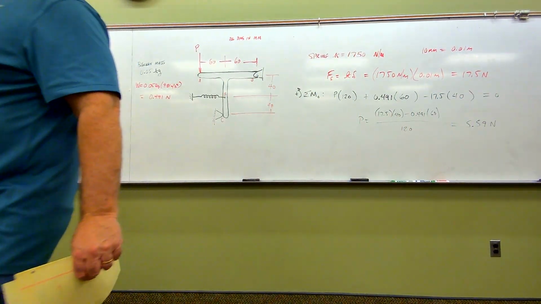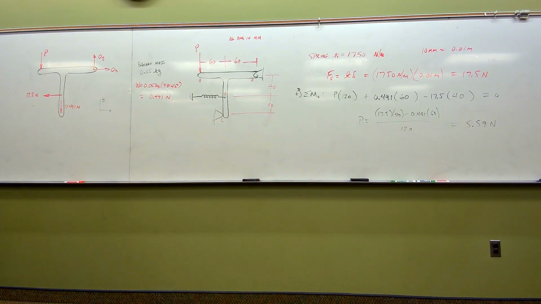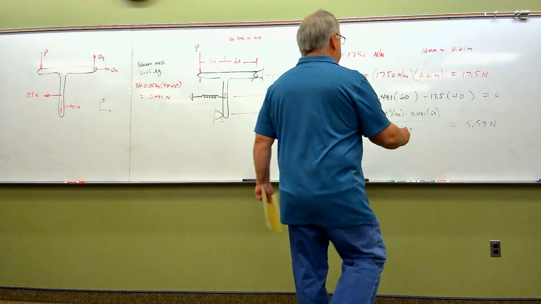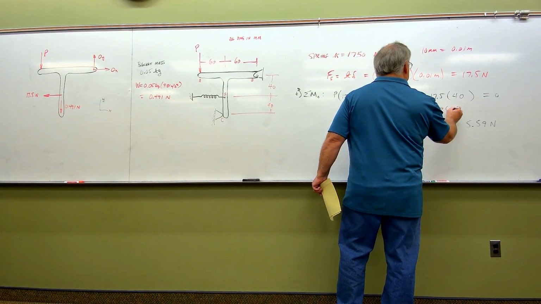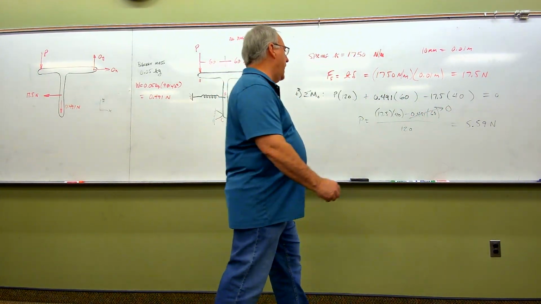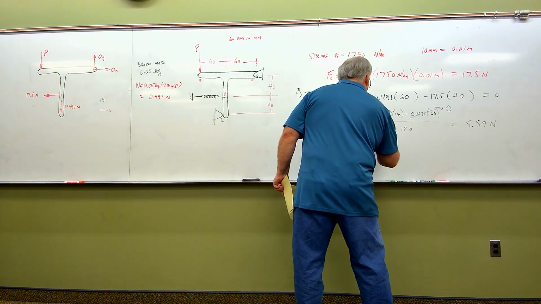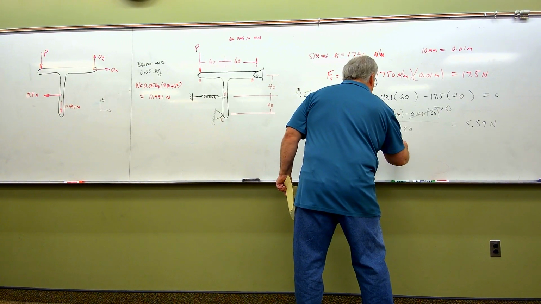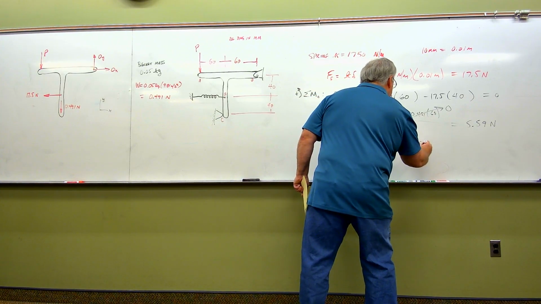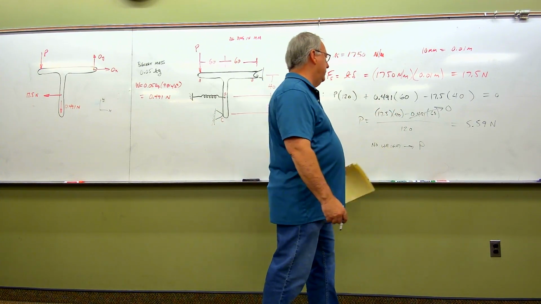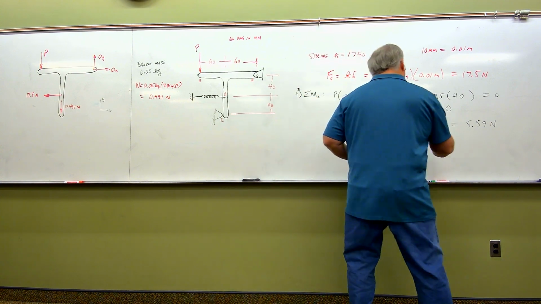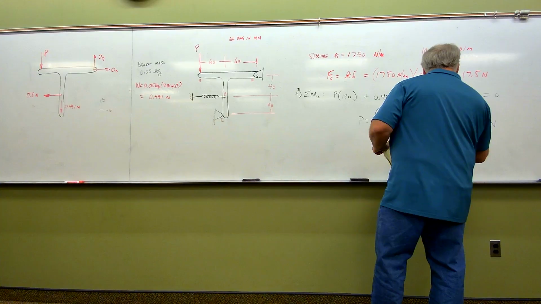And if you remember, our ask in the problem was to solve it where we include the weight, but then solve it again where we neglect the weight. To neglect the weight, this is really easy. All we need to do is make the weight term go away. So if I set that weight to 0 and resolve the problem, I would get a new value of P, which is going to be 17.5 times 40 divided by 120. That works out to be 5.83 newtons.